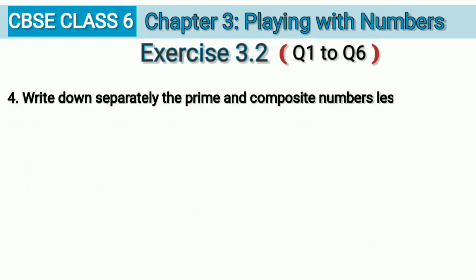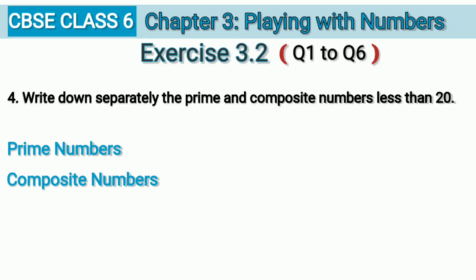Let us do question 4. Write down separately the prime and composite numbers less than 20. Less than 20 means we have to write up to 19 only. The two groups are prime numbers and composite numbers. First, number 1 is neither prime nor composite.